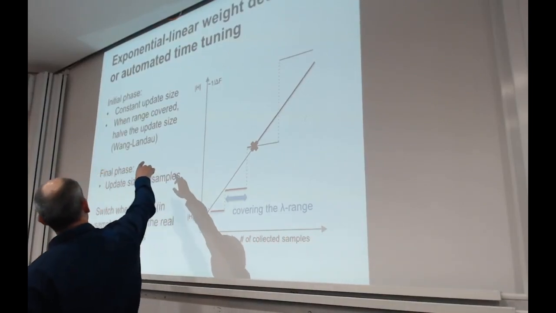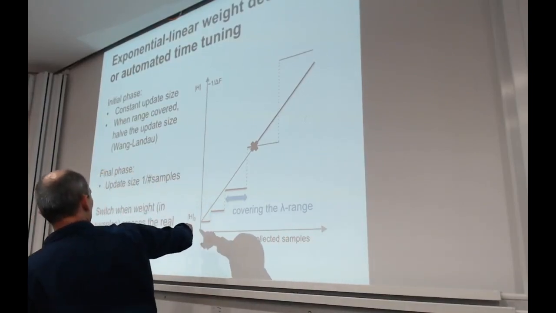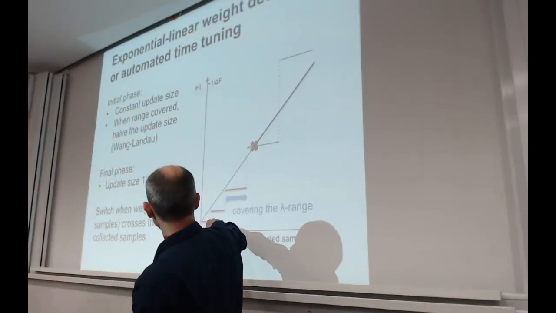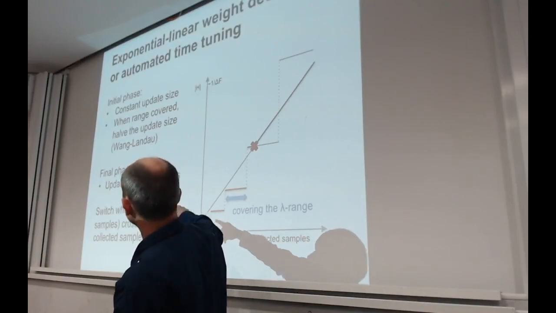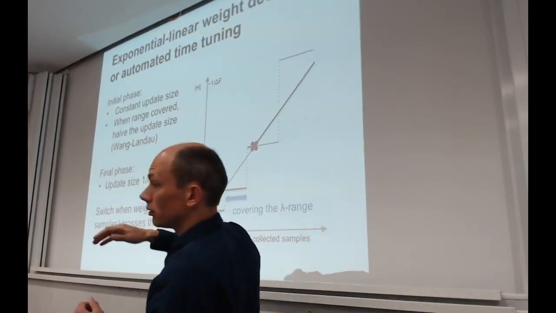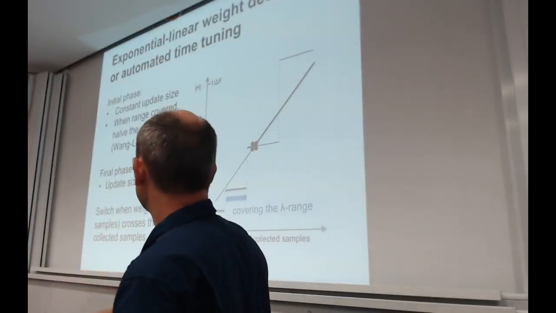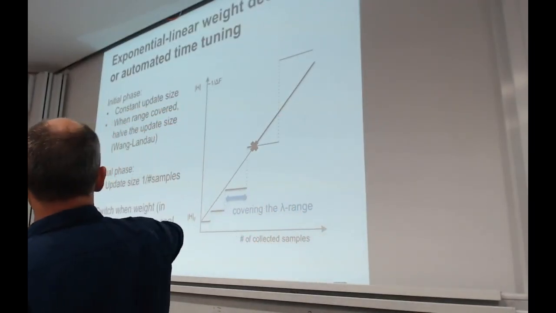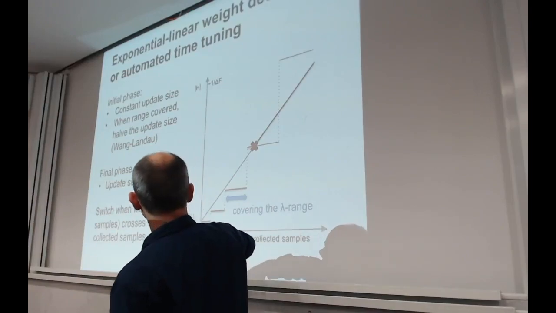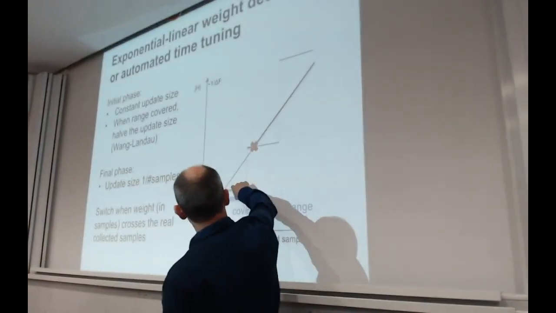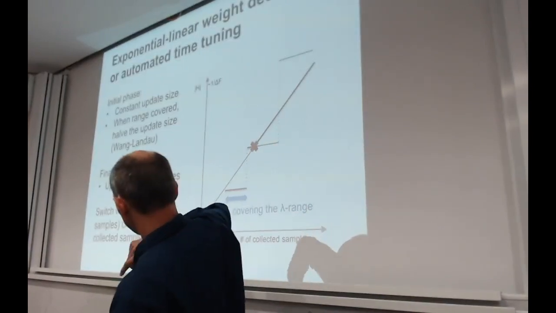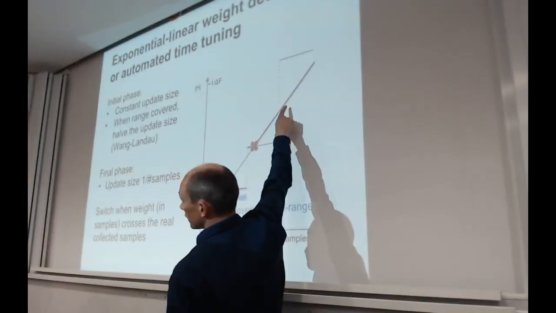Okay, so initially we have a constant update size, and then once we cover the whole range of the reaction coordinate, we halve the update size. That gives an exponential decrease in update size. One can do this when the errors are large, when the errors are larger than KT, one can be in this exponential kind of phase. But at some point, when we cross the diagonal here, where each sample has weight of 1, we switch to a linear increase, as you would expect.